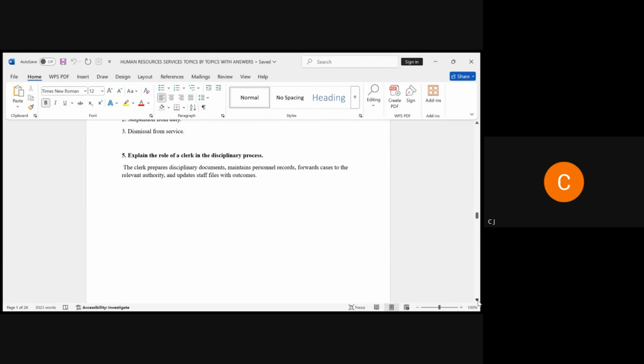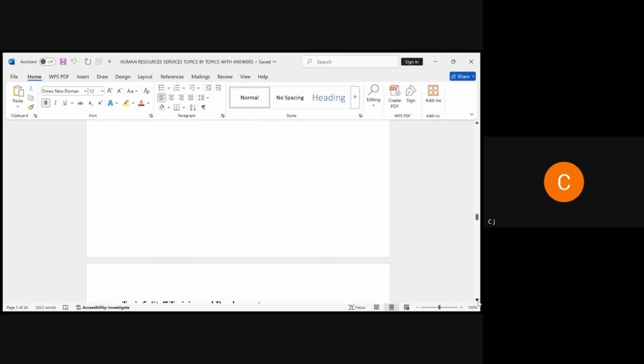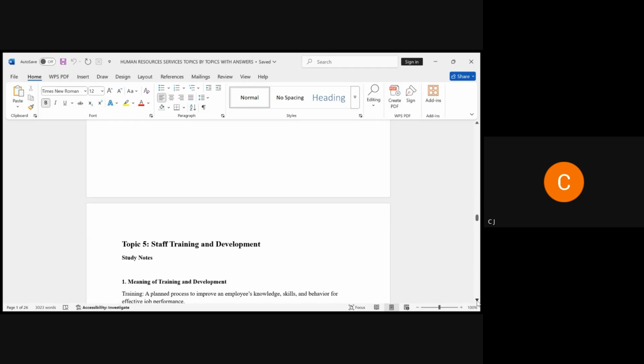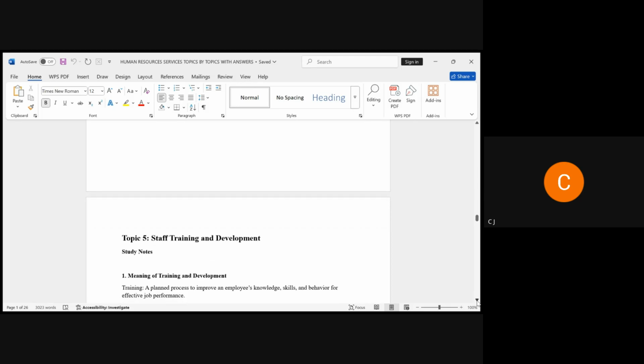We are now through with topic 4. We're now going to topic 5, staff training and development. Meaning of staff training and development. Training, a planned process to improve an employee's knowledge, skills, behavior for effective job performance.